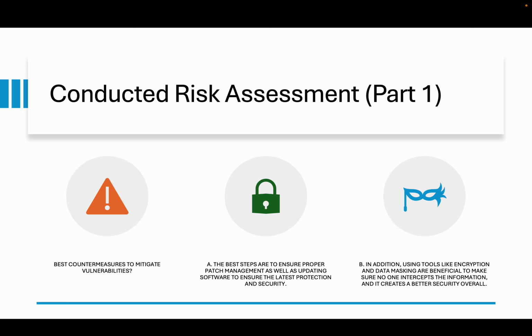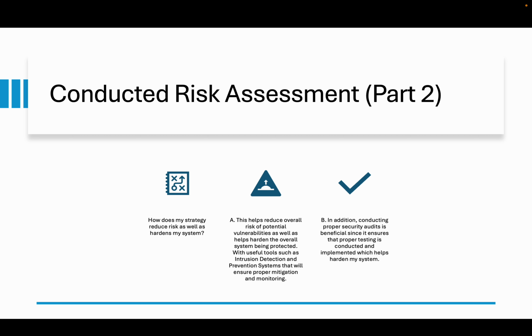In addition to that, you have encryption tools like data masking, which is very beneficial because it makes sure that no one intercepts any information, and it also makes security safer and better overall for everyone. So how does my strategy reduce risk and harden my system at the same time? For me, this helps reduce risk because it helps make sure that the system is not only hardened but also protected.